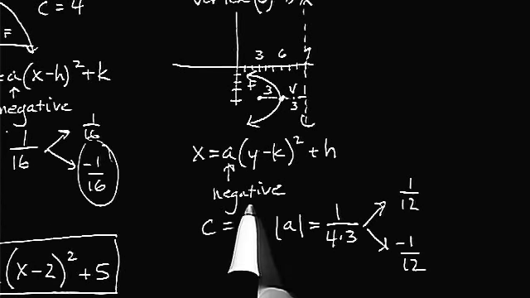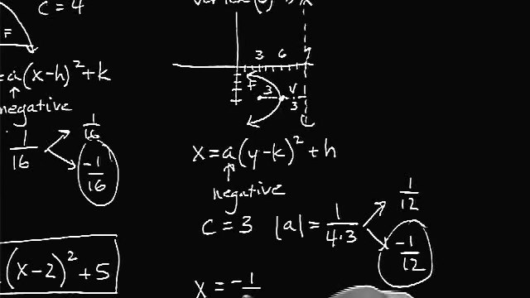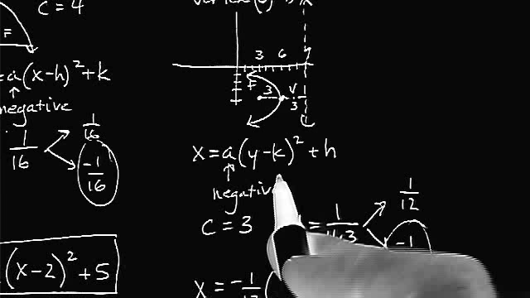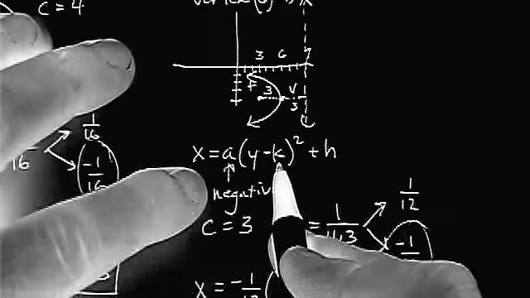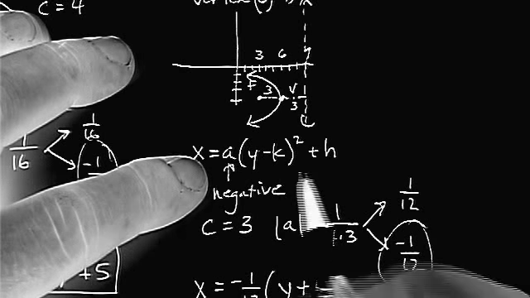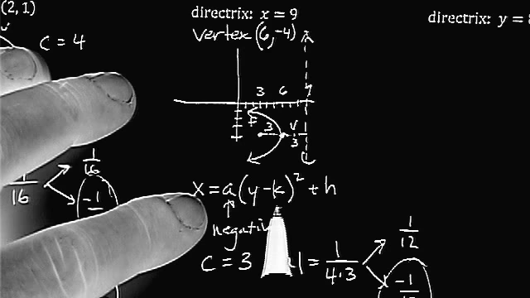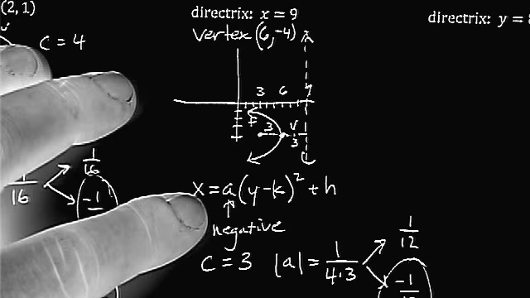So either we have a 1/12 or a negative 1/12. Which one does it have to be? Well, it has to be the negative based on the picture. So x equals negative 1/12. Be careful, the K value is negative 4, so this is y plus 4. That would be minus negative 4. All I'm doing is taking the negative 4 here and plugging it in. And the 6 goes at the end.